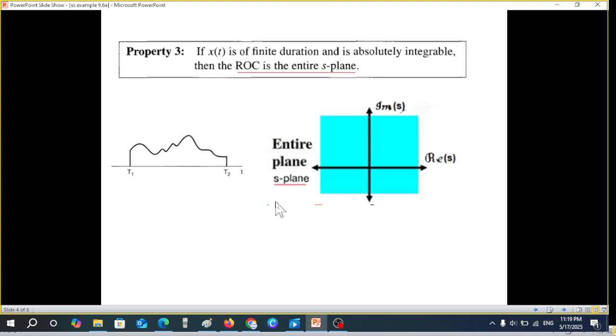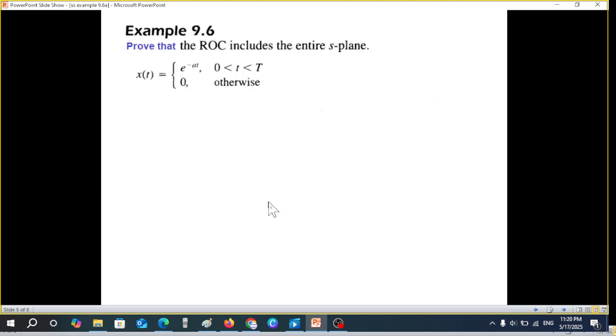The third property says that if x(t) is of finite duration, like this signal, and is absolutely integrable, so that it is not unbounded, then the ROC is the entire S plane. There will be no poles, and the whole S plane will be the region of convergence. Now let's see example 9.3: prove that the ROC includes the entire S plane.